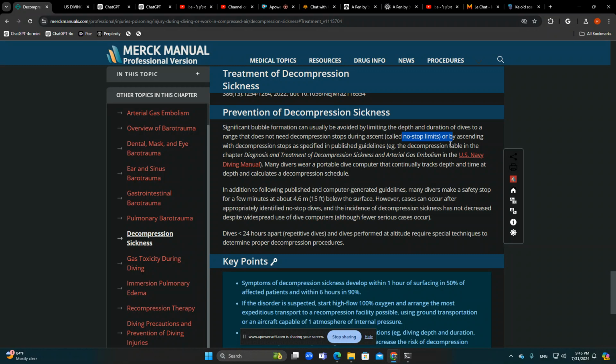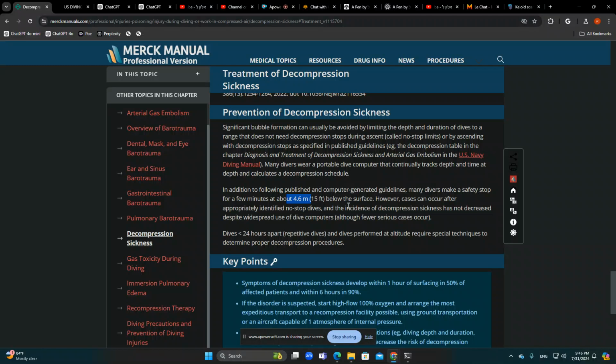Yet note that using computers for calculating this didn't really reduce the amount of decompression sickness. It did reduce the serious cases, but it didn't reduce the decompression sickness prevalence. Some guidelines also almost always use a stop at around 5 meters. Even if you don't need to stop, they tend to stop at 5 meters in any case. Okay?